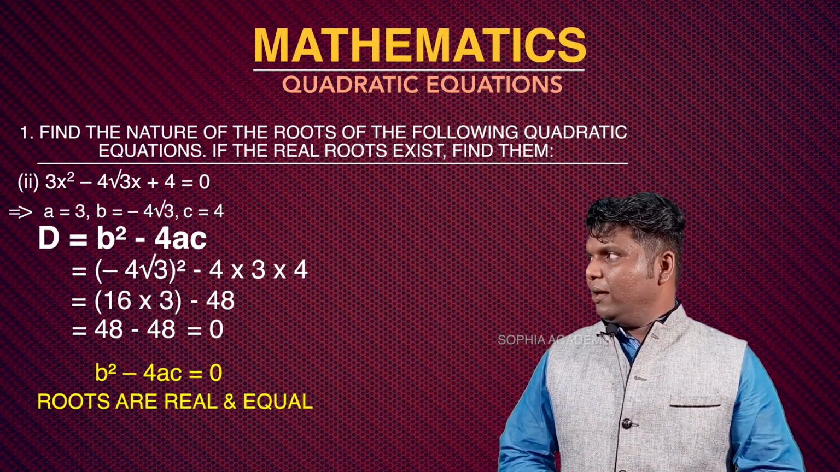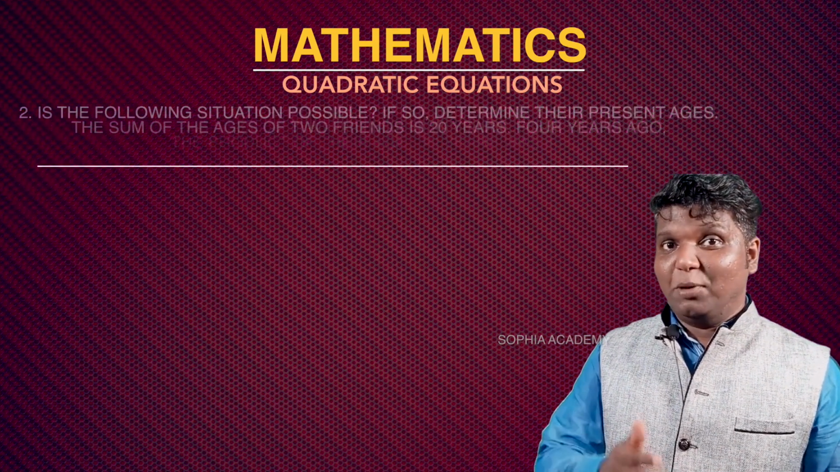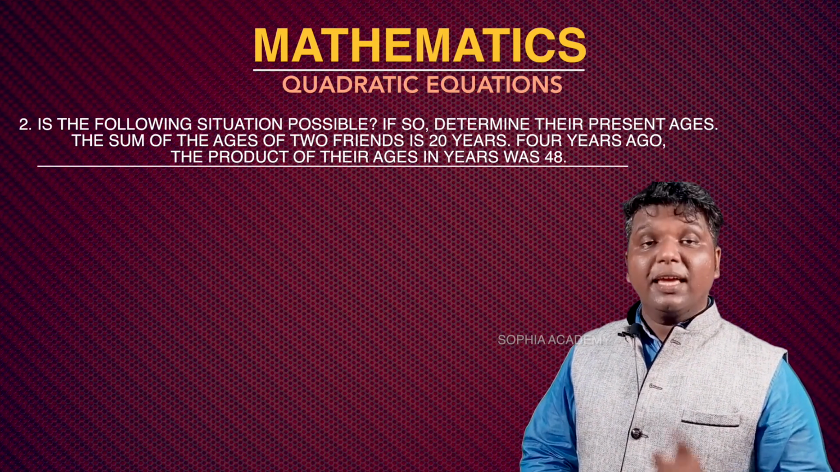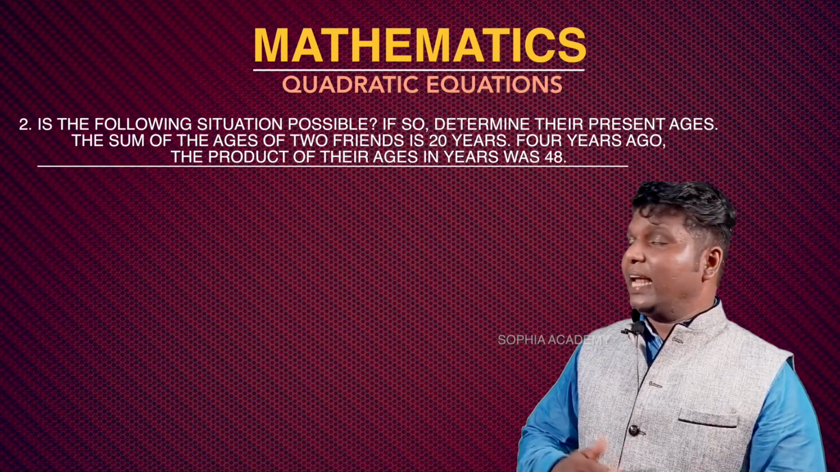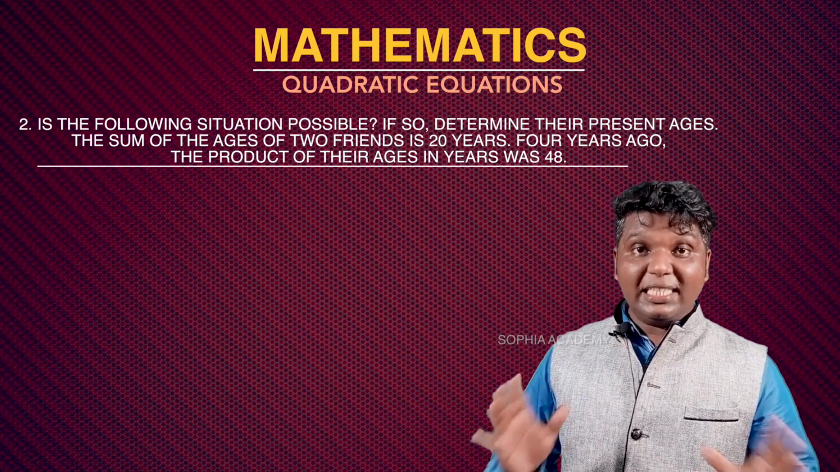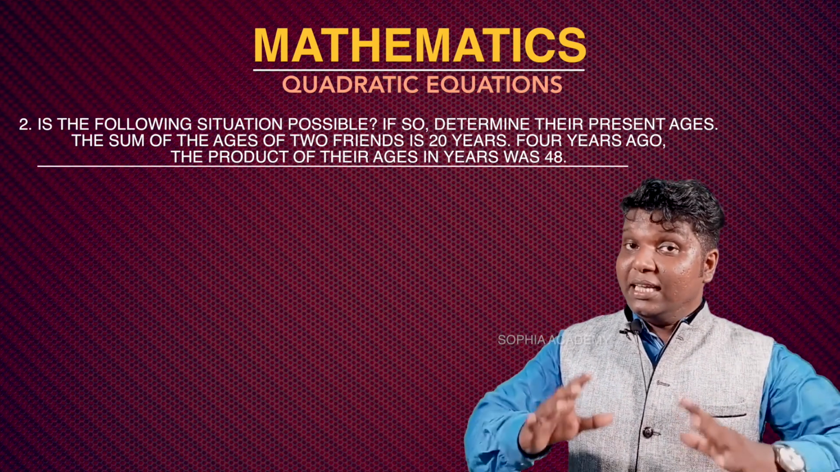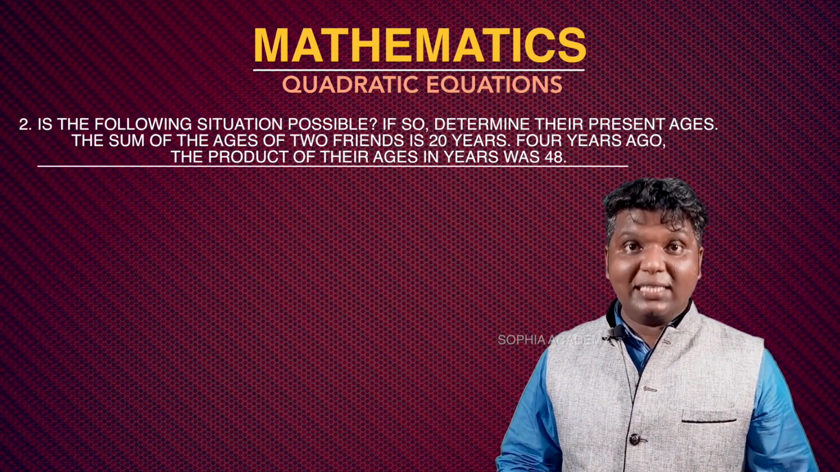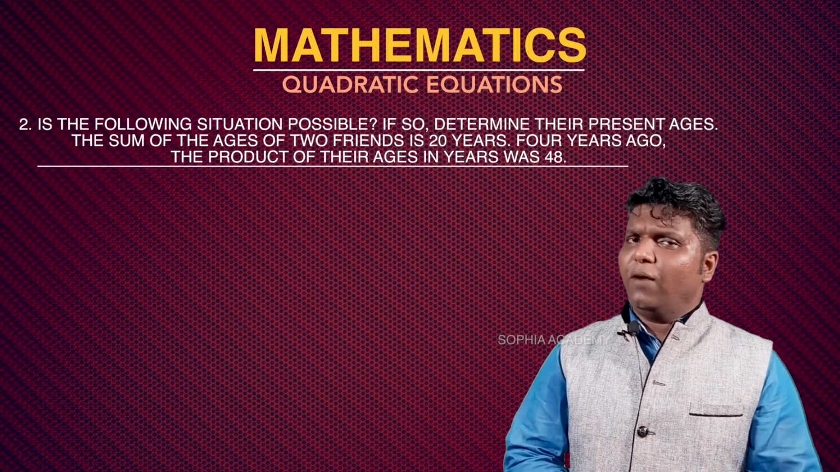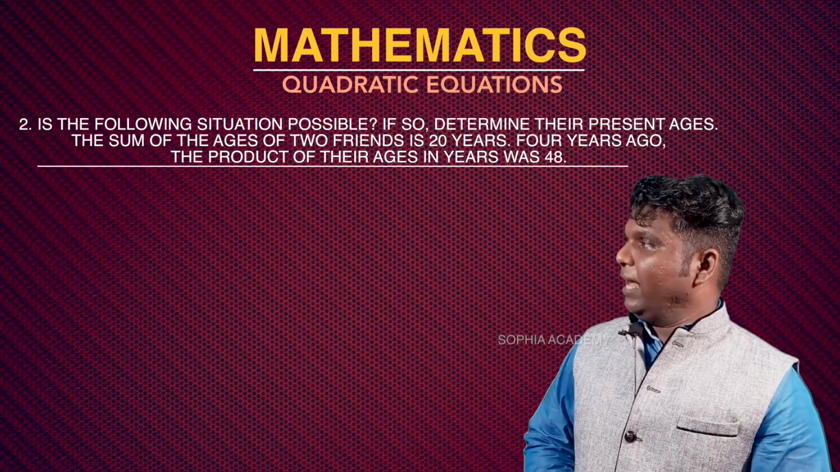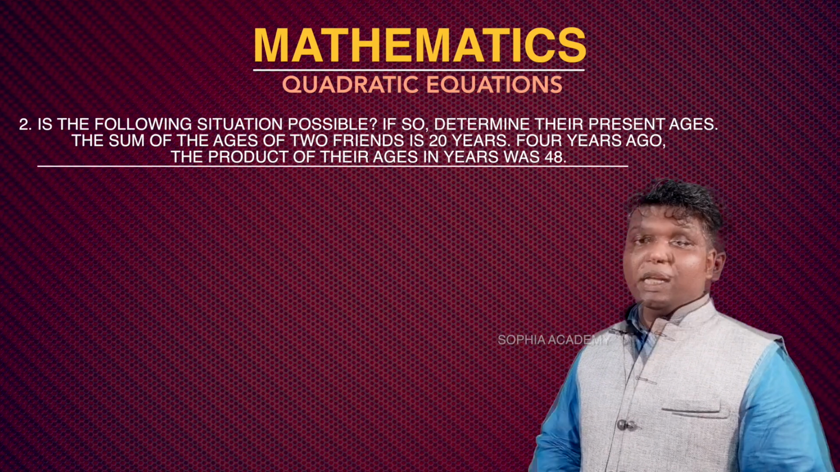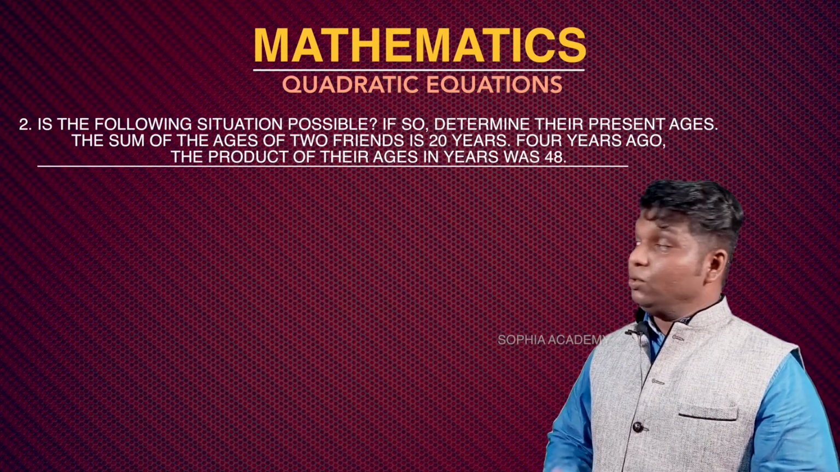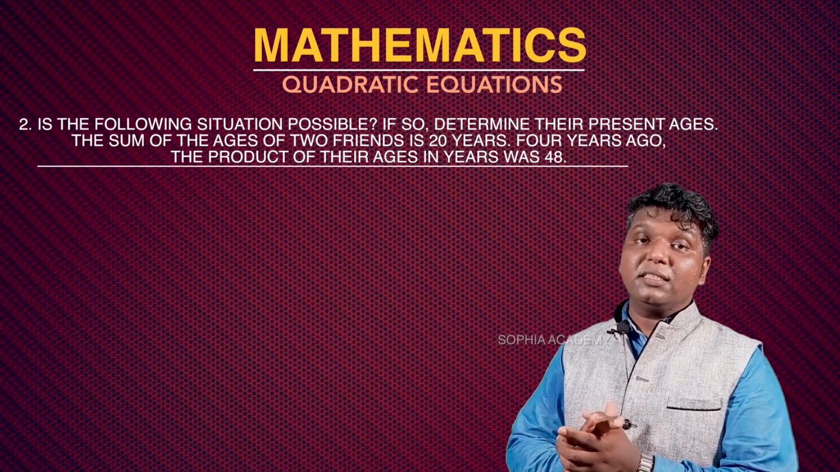So now let us go for a word problem, and let us discuss this one. Here is an interesting question for you. Is this situation possible? If so, determine the present ages. So here a situation is given, and we are going to say whether this situation is possible or not, whether it will happen, whether such a situation arises or not. And if it exists, then we have to find the present ages. Let us read the question. Here goes the question before you. The sum of the ages of two friends is 20 years. So two friends, the sum of their ages is 20.